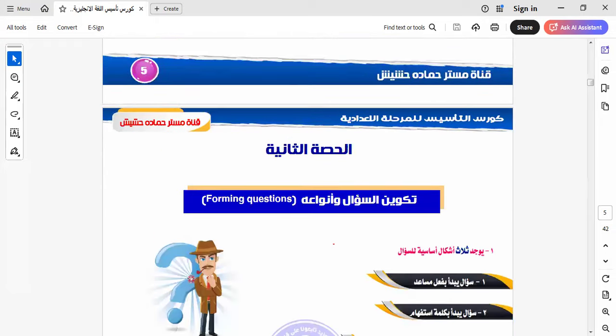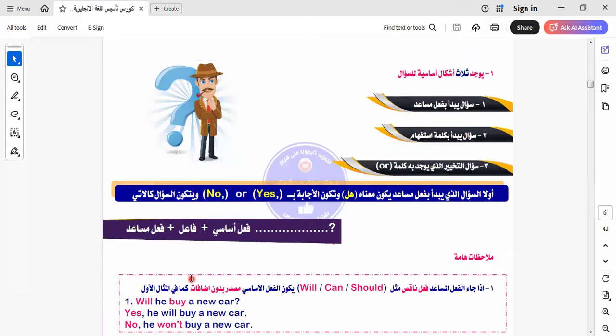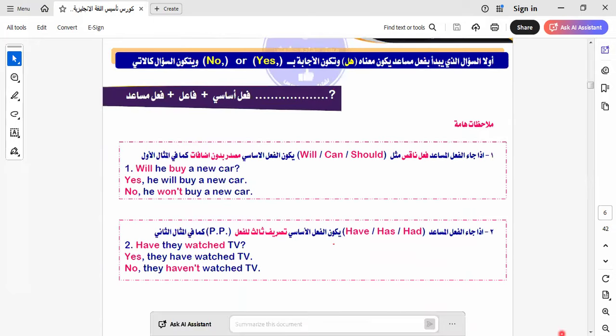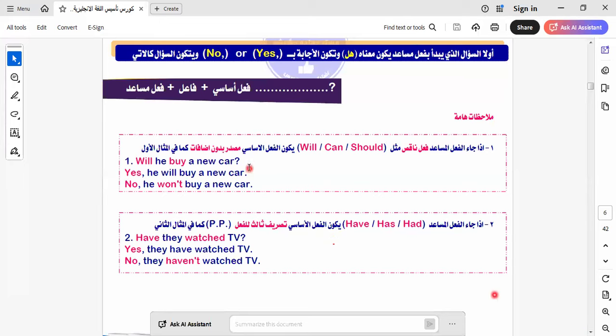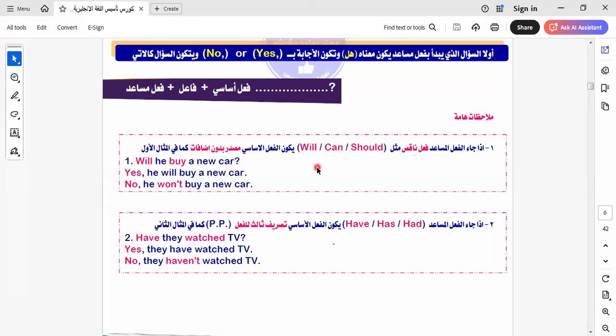Okay. We go to another item here, how to make a question. I give you a bit of this part, and next class I will explain in detail. Here we say when we make a yes/no question, we make a replacement.